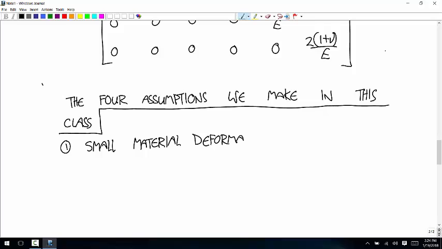Small material deformations. So we're talking about less than 0.01% elongation or compression. If it's visible at all, it's not very visible. You know, we're not talking about taking a meter-long bar and stretching it an inch or anything like that. Just small, tiny deformations.